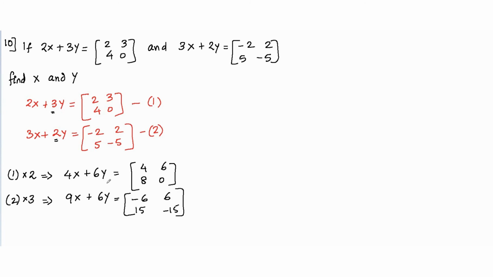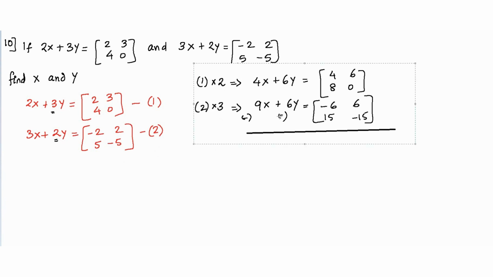And now I can subtract these two. When I say that I want to subtract, please be careful. It will involve subtraction of matrices. So when I subtract, what I'm going to get is 4X minus 9X will be, okay, let's do one thing. Let us shift this to the right hand side. Just a minute.